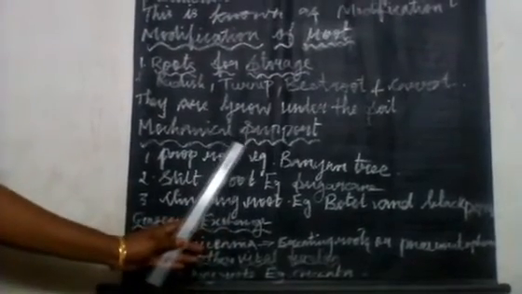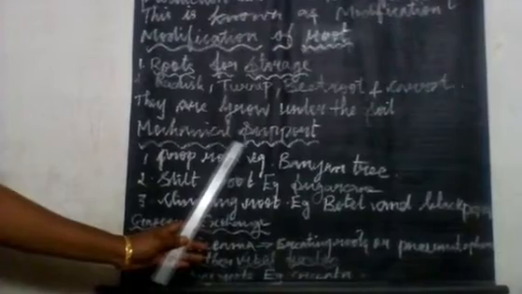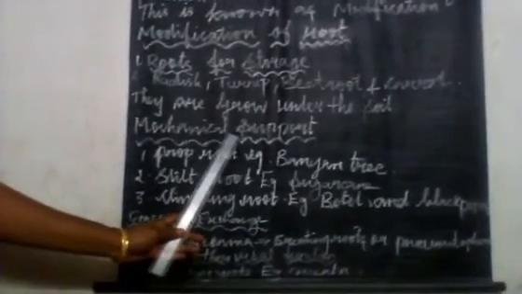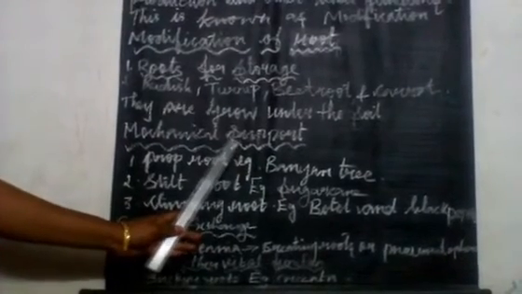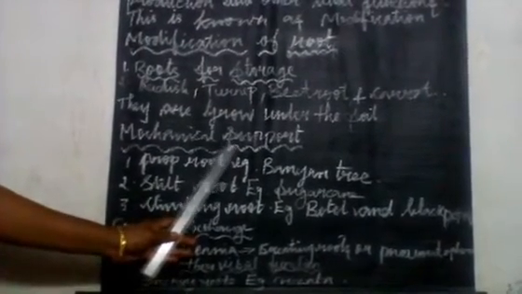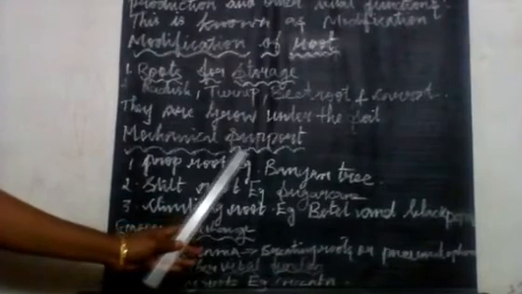Mechanical support. Many plants require additional support. Such plants develop roots from their aerial parts to provide mechanical support. These roots grow downward and act as supporting organs. There are three types of modified roots of support.